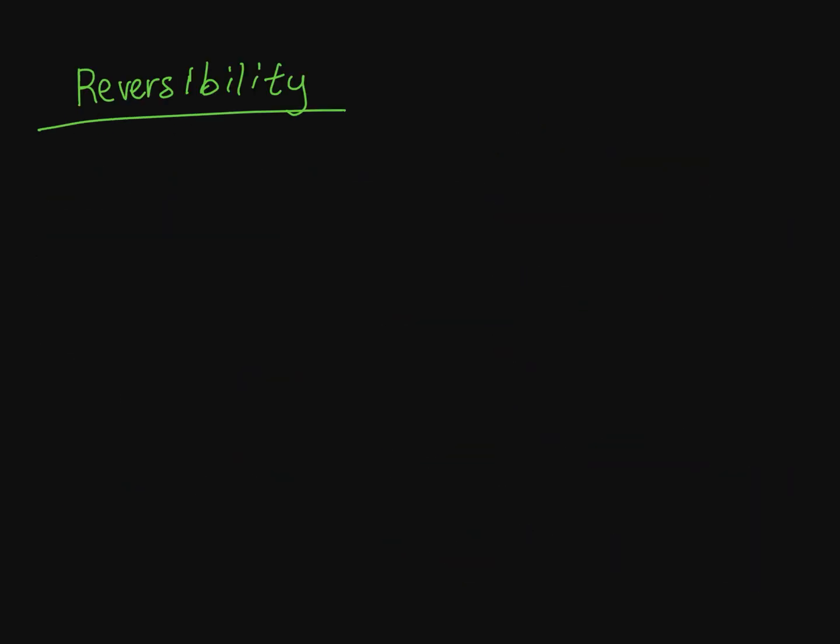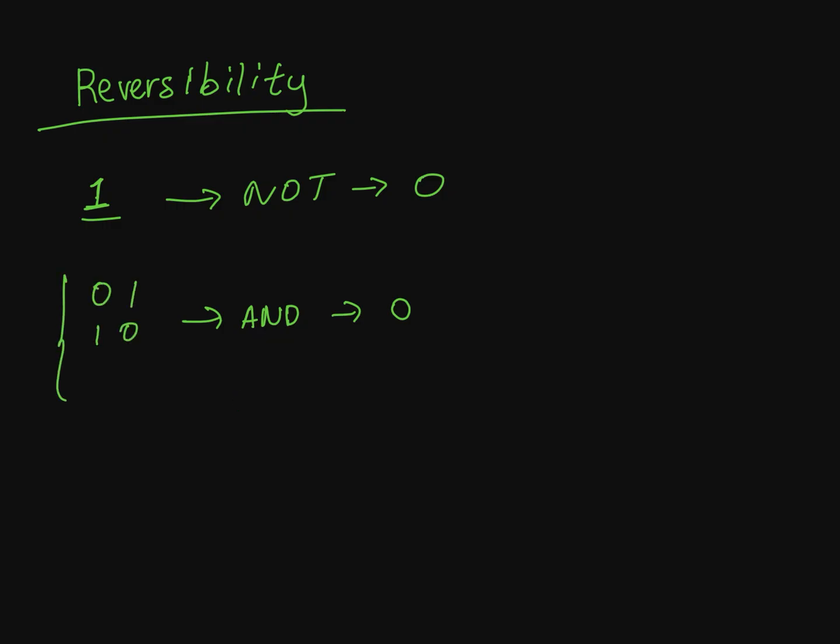And the final topic we'll be covering in this video is reversibility. Let's take a look at the NOT gate again. If I tell you that the output of a NOT gate is 0, you can be 100% sure that the input was 1, because you can reverse the operation. But instead, look at the AND gate now. If I tell you that the output of an AND gate is 0, can you tell me what the inputs were? Well, you can't. The inputs could have been either 0 and 0, 1 and 0, or 0 and 1.